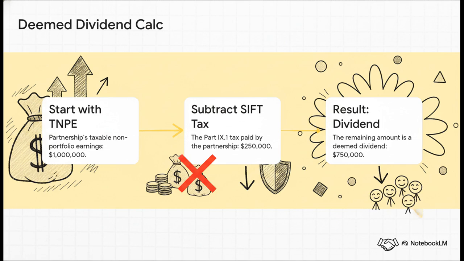And why does that matter so much? Because eligible dividends get much better tax treatment for individual investors, thanks to the dividend tax credit. So you see the whole picture now. The partnership pays tax at a corporate-like rate, and in exchange, the partners receive the after-tax income in a much more tax-efficient form. That right there, that integration is the entire philosophy behind the SIFT tax rules.